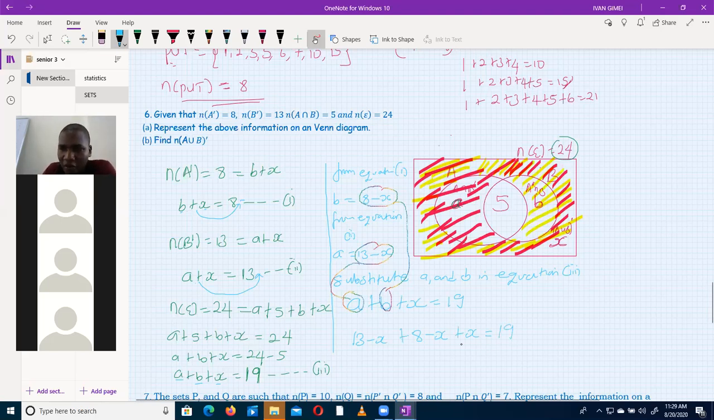Now, of course, this x and this one will cancel. We shall be left with 13 plus 8, which gives us 21 minus x equals 19. Then from here, what do I do? What do we do next? Can somebody tell us what we can do next? We have 21 minus x equals 19. How do we find x now? What do we do? Solomon?